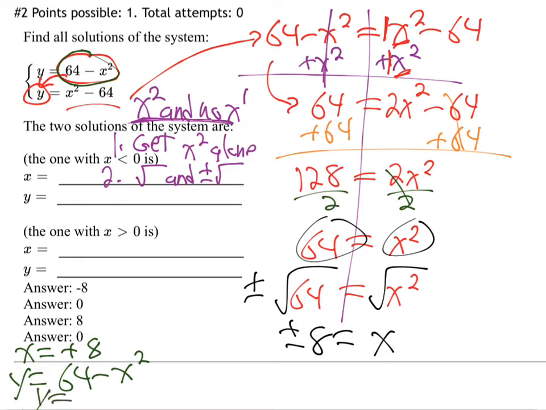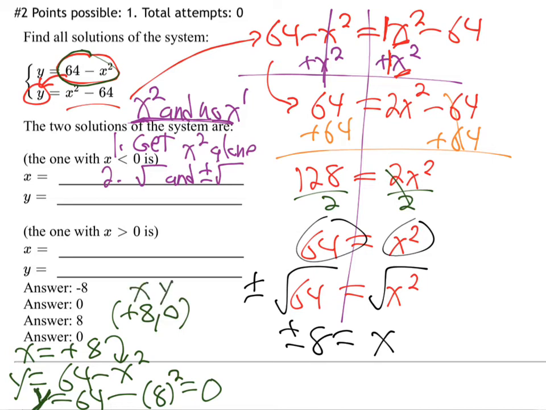So y equals 64 minus, plug in the 8 there, 8 squared. There we go, 8 squared. And what is that? That's 0, isn't it? 64 minus 8 squared. 8 squared is also 64. So y equals 0. So that x value of positive 8 goes with a y value of 0. Right? X positive 8 led to y 0.